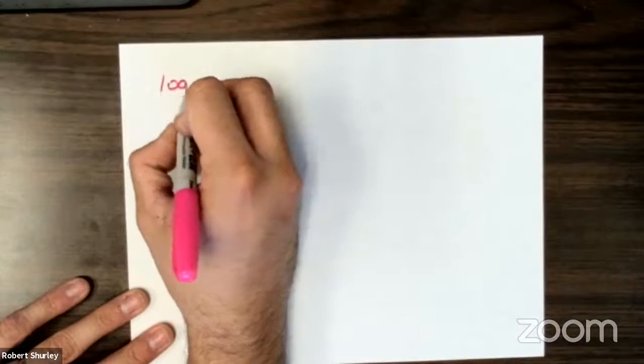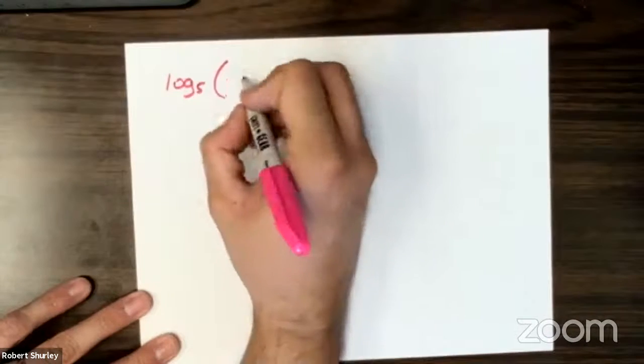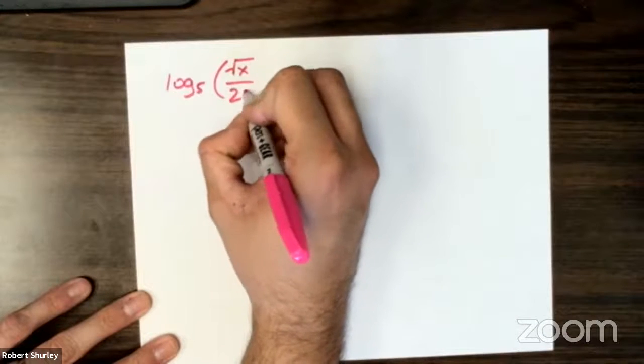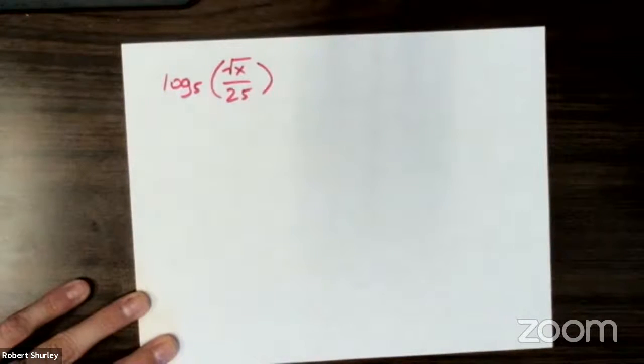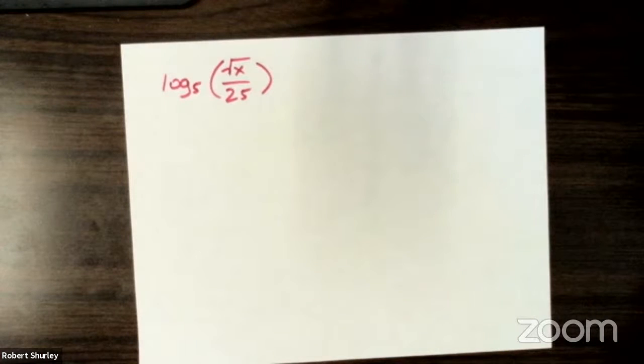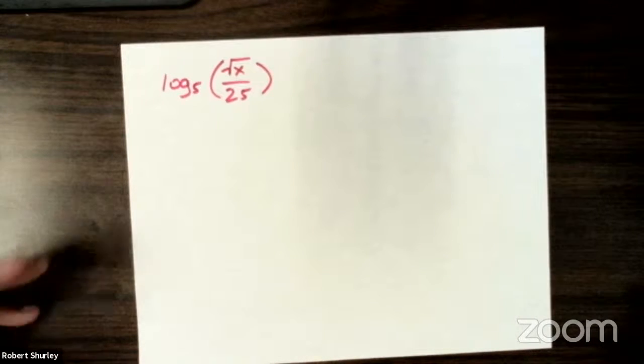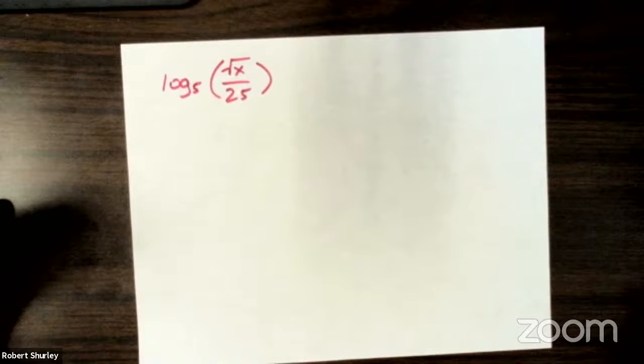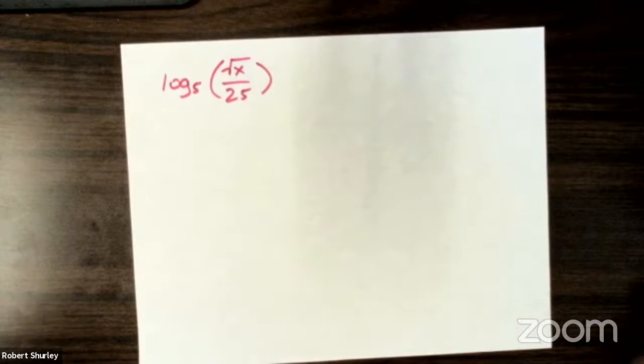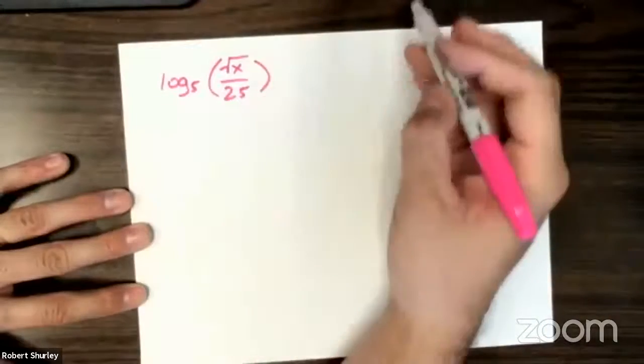So let's say we had, this is number 24, log base 5 of the square root of x over 25. The question says, use properties of logarithms to expand each logarithmic expression as much as possible. Where possible, evaluate logarithmic expressions without using a calculator. Okay, so let's expand this completely.